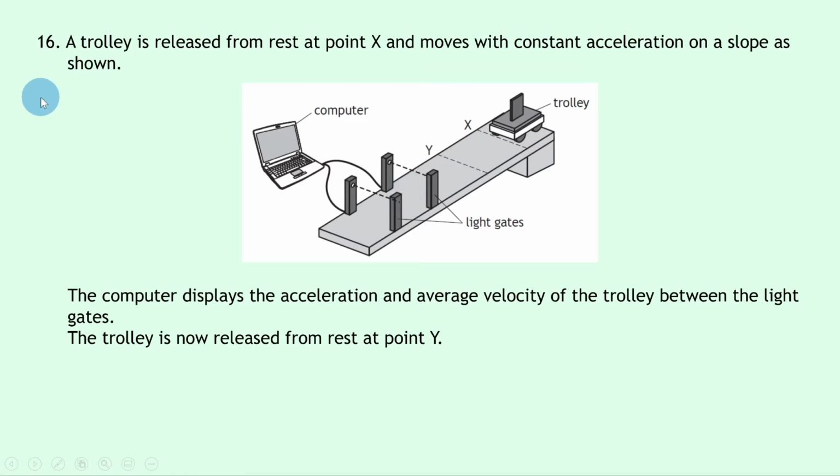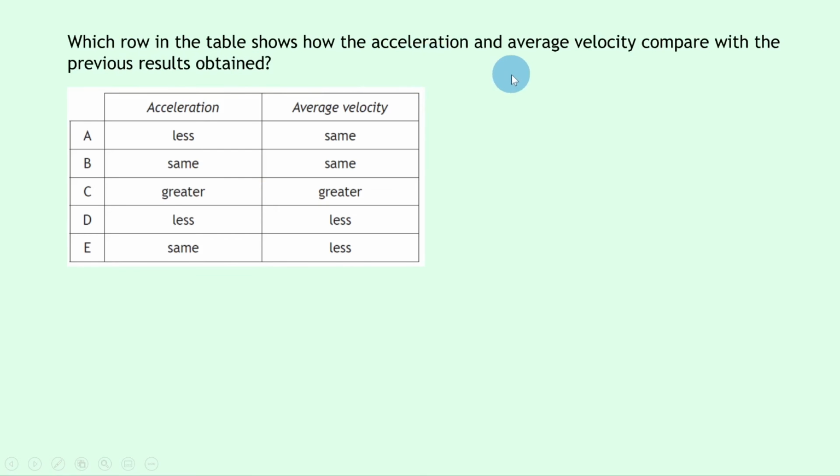Moving on to question 16, it says that a trolley is released from rest at point X and moves with constant acceleration on a slope as shown. So we've got points X and Y here, and we've got some light gates connected to a computer. It then says the computer displays the acceleration and average velocity of the trolley between the light gates. The trolley is now released from rest at point Y. Which row in the table shows how the acceleration and average velocity compare with the previous results obtained?